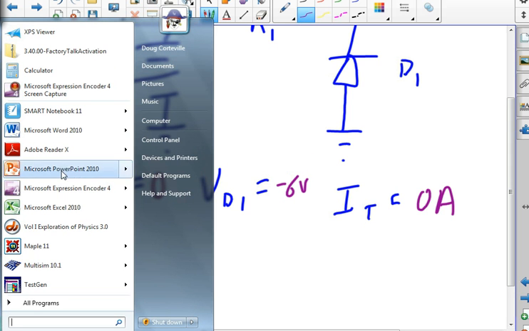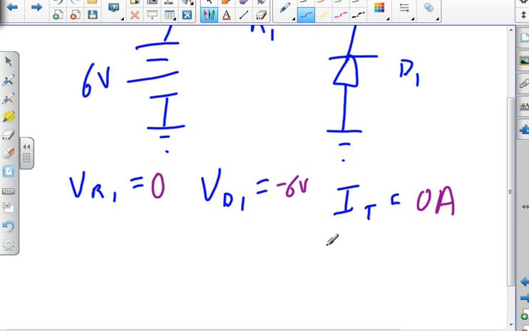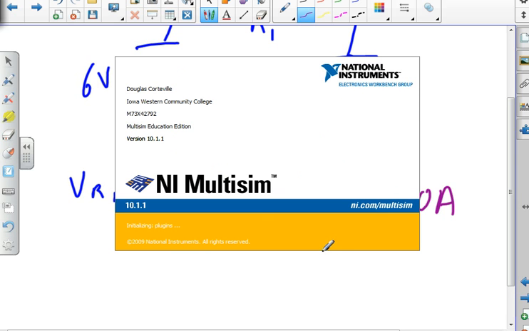Okay, well, let's put it in Multisim and see what Multisim says. That's always fun. See if it says 0.